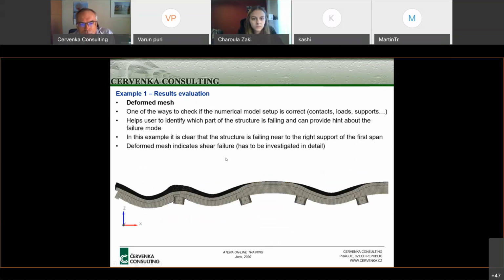So now let's talk also about the evaluation of results. What is most typical, most important is always to look at the deformed shape, because this always tells us a very good first estimation whether our model behaves the way it should, and also gives us an idea about the failure mode. So this suggests in this case that there is maybe some shear failure, or from this it might be even a compressive crushing in the negative moment.